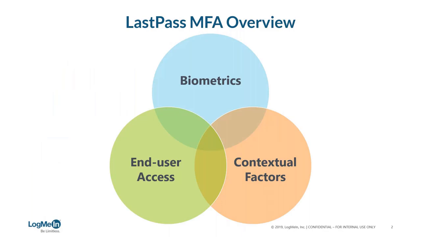Lastpass MFA is an adaptive authentication solution that leverages biometric and contextual factors to go beyond standard 2FA to ensure only the right users are accessing the right data at the right time. Examples of biometrics include a fingerprint swipe, facial recognition, or even your voice as a mechanism to log in. Contextual factors are based on the circumstances of your login, such as geolocation, time, or IP address.